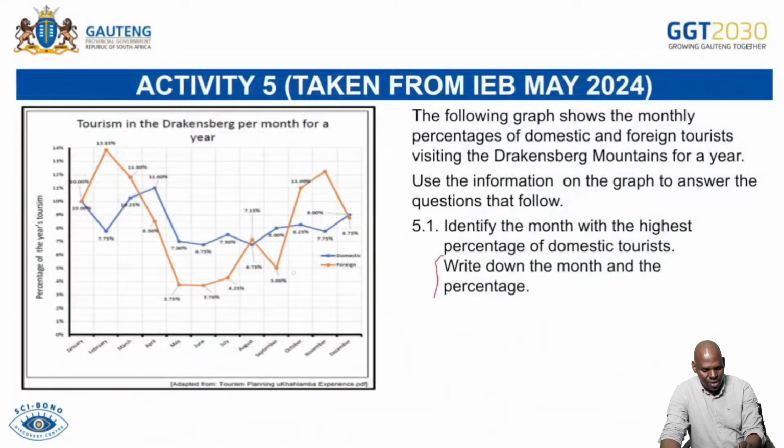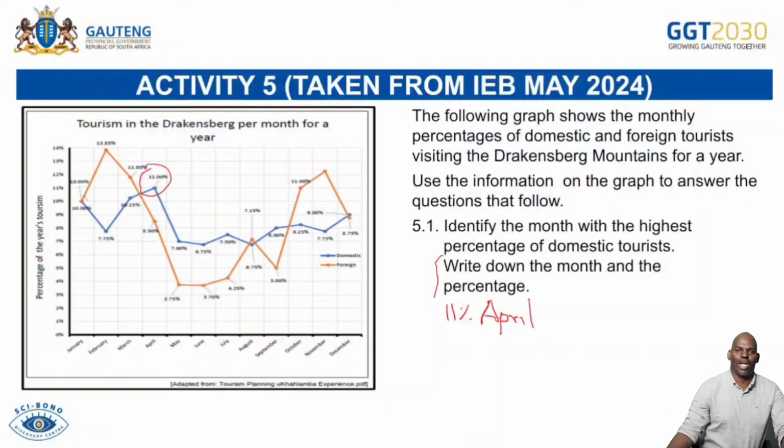Identify the month with the highest percentage of domestic tourists. So this one likely is given in color. So you can see that the color blue is for domestic and the color orange is for foreign tourists. So for 5.1, I have to go and look at the domestic tourists and write down the month and the percent. Which percentage is the biggest here? On the blue one. So if I look at this, I can see that here is my percentage. I think that is the highest one. So it's 11%. And this is in the month of April.